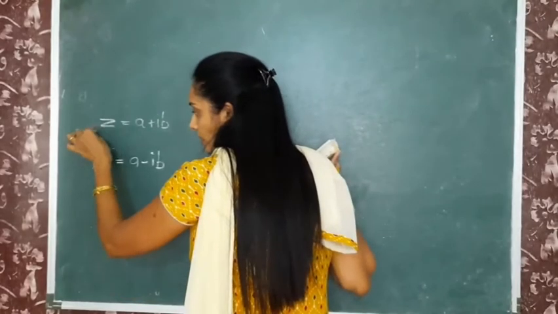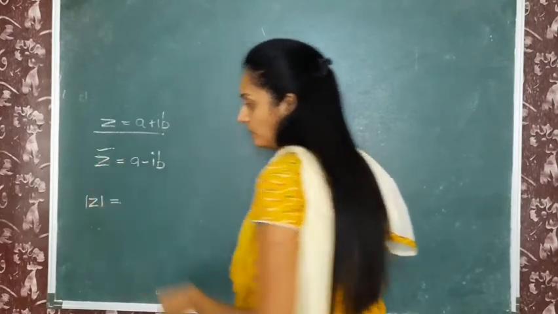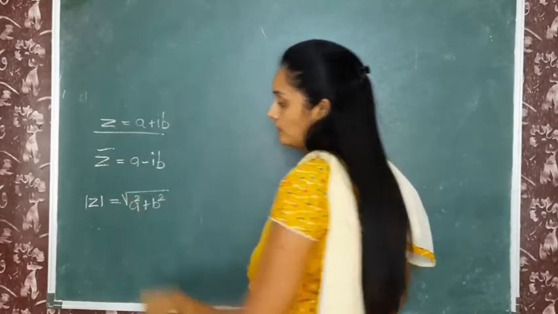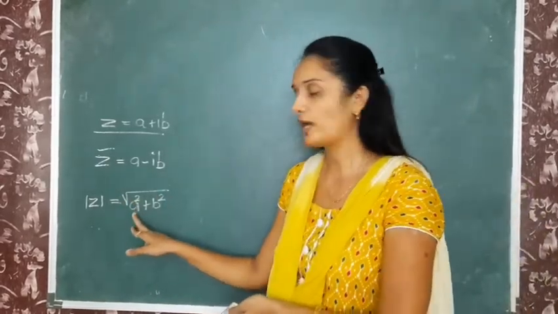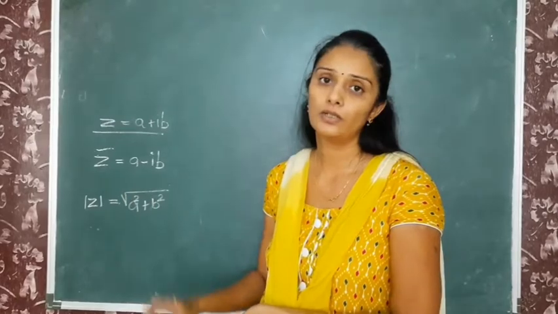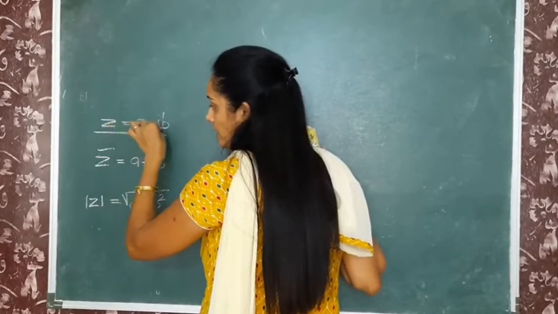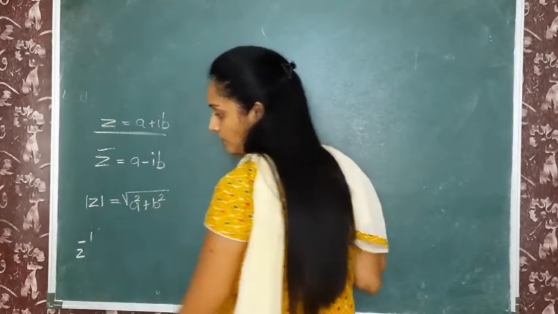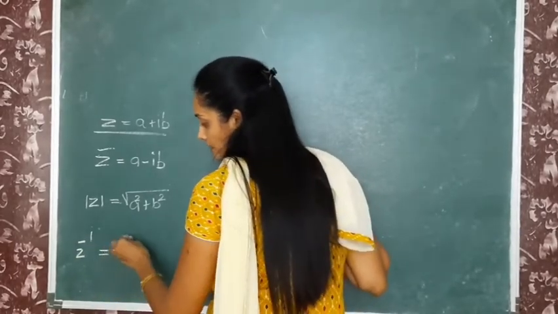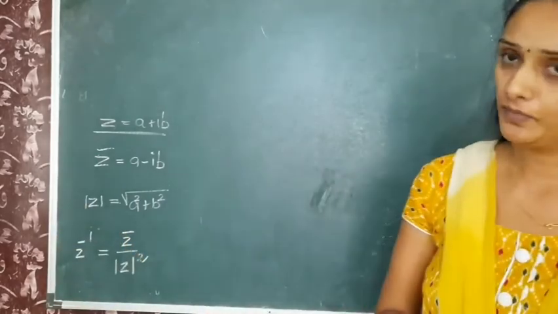For modulus, we denote the modulus of z like this. The value of modulus of z is root of a square plus b square. That means the square of the real part plus the square of the imaginary part, and then we take the root. The multiplicative inverse of z equal to a plus ib is denoted by z inverse, and the formula for z inverse is z bar upon modulus of z square.